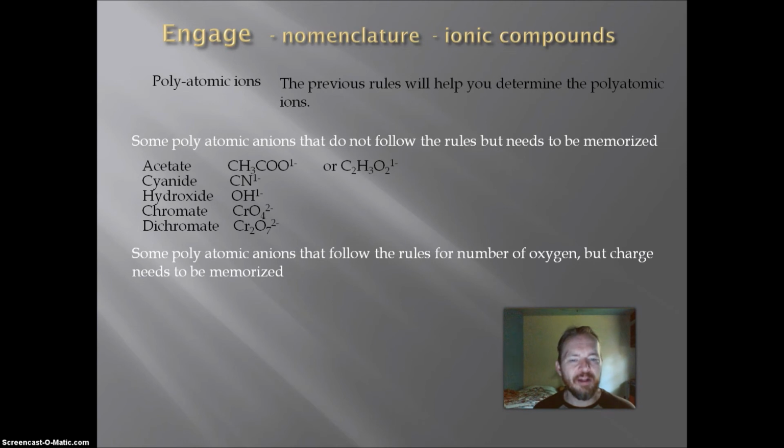And then there's a couple that follow the rules for number of oxygen, but you need to memorize the charge. Carbonate is one of them. Carbon is an outer nonmetal, so the ate says there are 3 oxygen, which follows the rules. But we don't know of a charge for the monoatomic carbon ion, so we just need to memorize the one for the oxyanion. And carbonate is going to have a charge of 2 minus. And then we talked about nitrate before. It has a charge different than its monoatomic ion, and the nitrate has a charge of 1 minus. And nitrate is perhaps the most common polyatomic ion that we will be using.